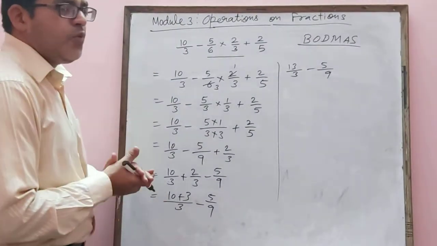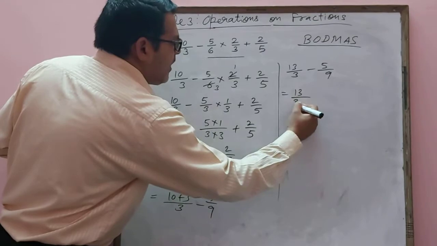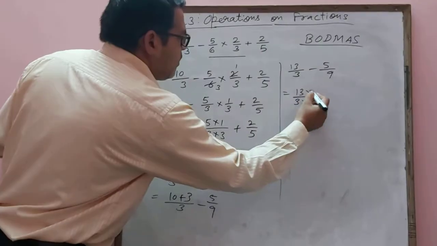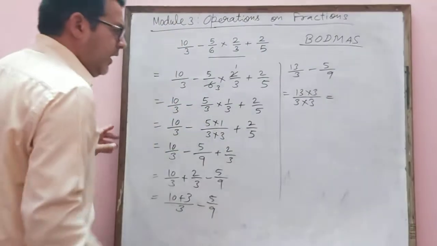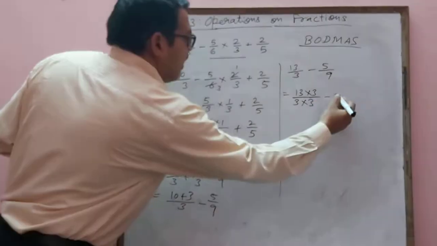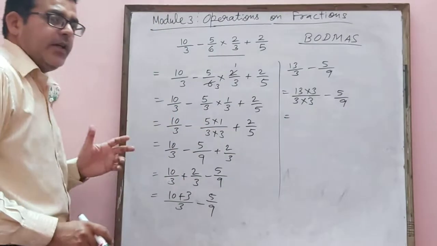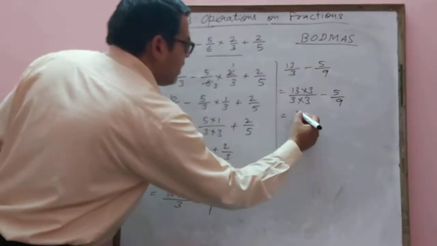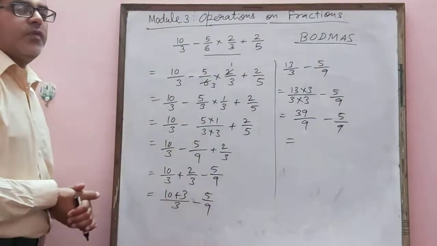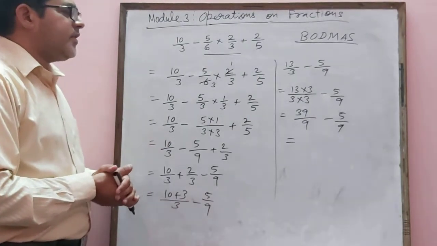It means we have to make this 3 as 9. How can we make this 9? If we multiply this 3 with 3, it will be 9 now. Since we are multiplying the denominator 3 by 3, we have to multiply the numerator also by 3. And 25 upon 9 we can write as it is, since 9 is already there. So 39 by 9 minus 25 by 9. Hope you understand.